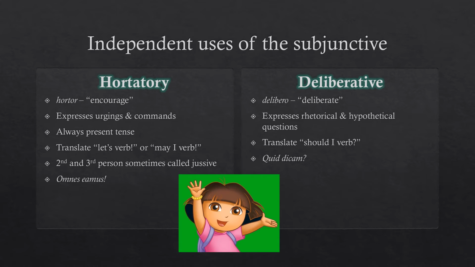Another independent use of the subjunctive is the deliberative subjunctive. The word deliberative comes from the Latin word delibero, which means, you guessed it, deliberate. Deliberative subjunctives express rhetorical and hypothetical questions. To translate, supply the English word should, as in, should I verb? Or quid dicam, what should I say?